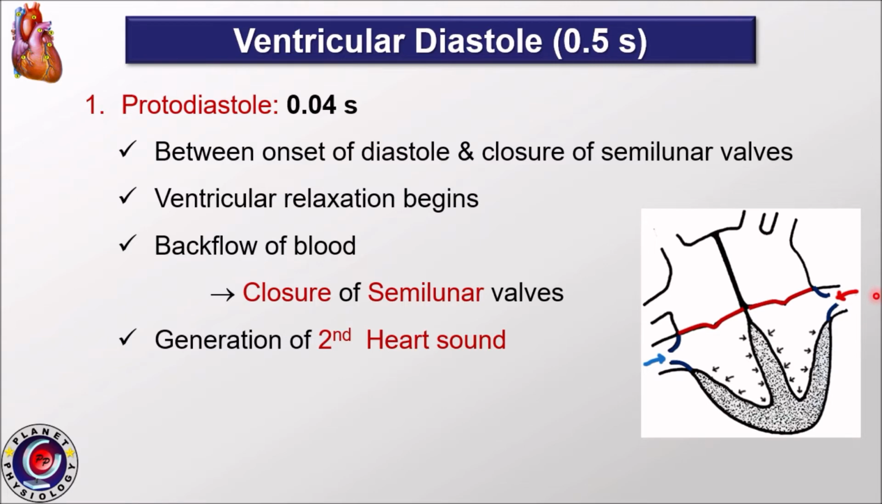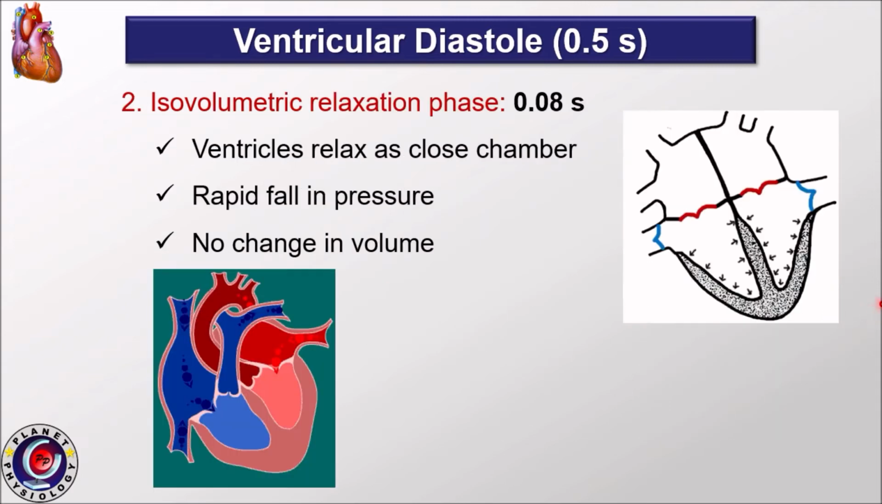AV valves are already closed, and semilunar valves are now closed. So the ventricles have again become a closed cavity, but now they are relaxing, and therefore the blood volume within the ventricle will remain the same. So it is called the isovolumic relaxation phase. Also there is no change in the ventricular muscle fiber length, so isometric relaxation phase, and so it is also called the isovolumetric relaxation phase, which lasts for 0.08 seconds.